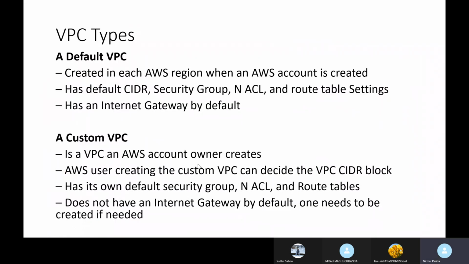A custom VPC is a VPC that the AWS account owner creates. So you are responsible for creating one custom VPC for your usage. The AWS user creating the custom VPC can decide the VPC CIDR block. So you have to provide the CIDR block, the IP range of your VPC. It has its own default security group, NACL and route tables. You can update this route table or your security group. It does not have an internet gateway by default. One needs to be created if needed. So if you need, you can create your internet gateway.